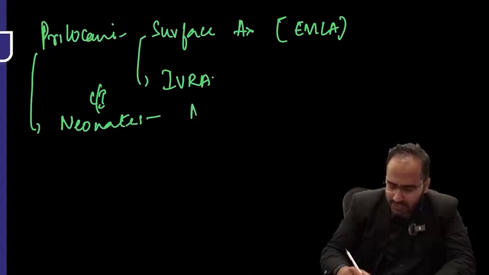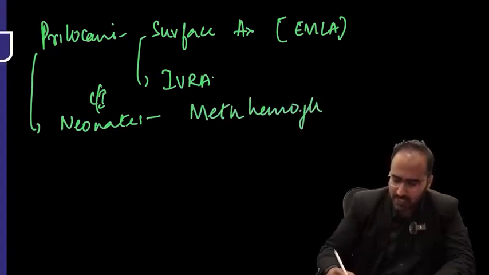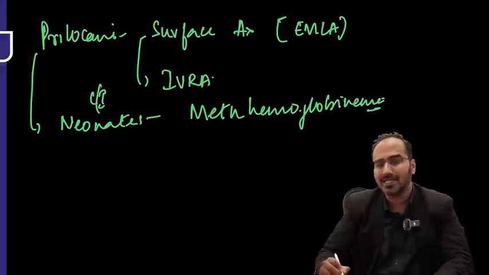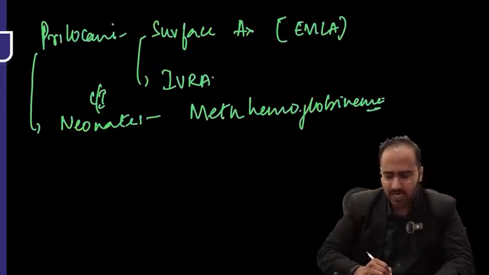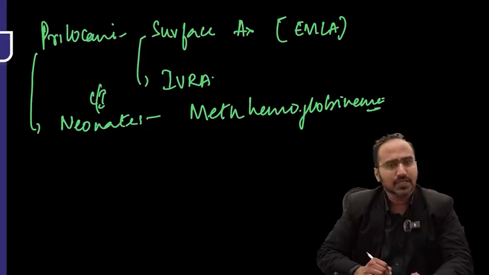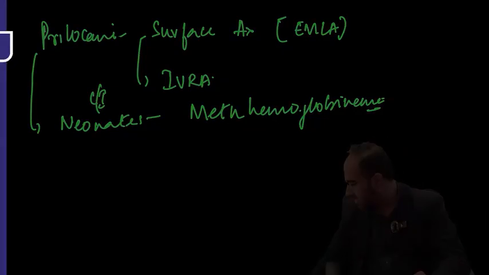Why? Due to the risk of methemoglobinemia. That's regarding prilocaine, and that was regarding the local anesthetics. Okay, guys? So you need to remember local anesthetics, amino esters, aminoamides, and the mechanism of action of local anesthetics.